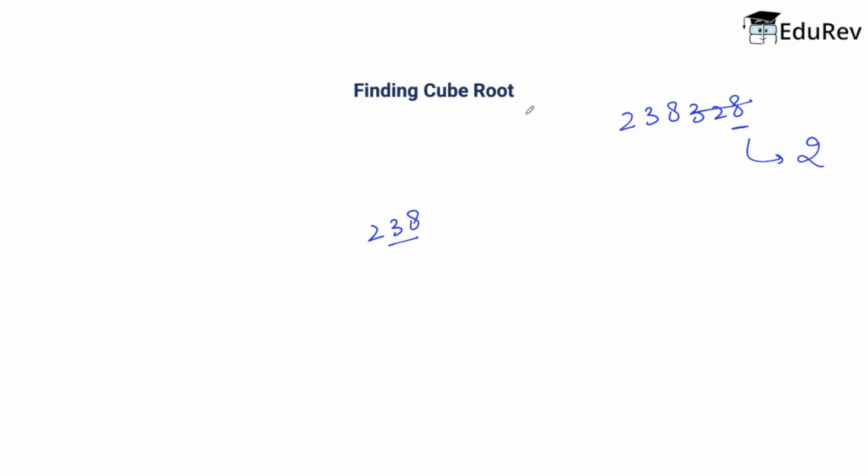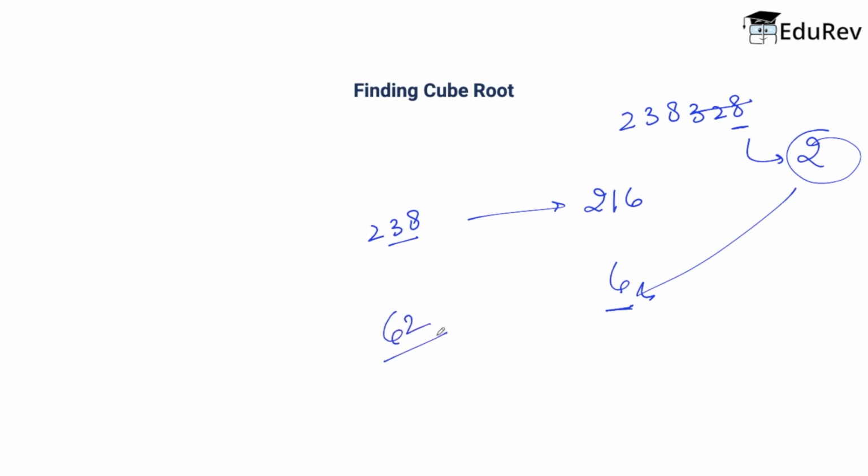Now any cube that is nearer to 238 is going to be what? 216. And 216 is the cube of what? 6. So at the tens place the number 6 is going to come, whereas at the units place the number 2 is going to come. So the number is going to be what? 62. So 62's cube is what? This number, that is 238328. I hope you understood this.